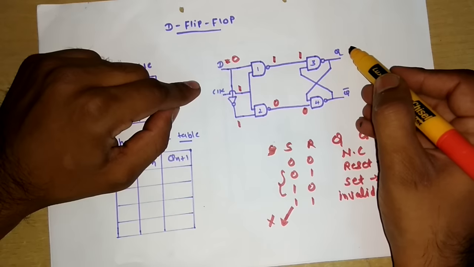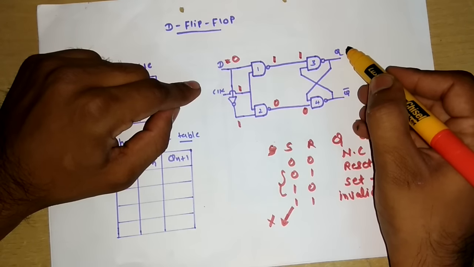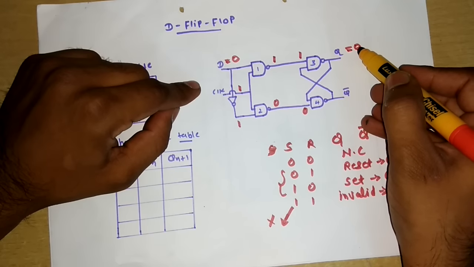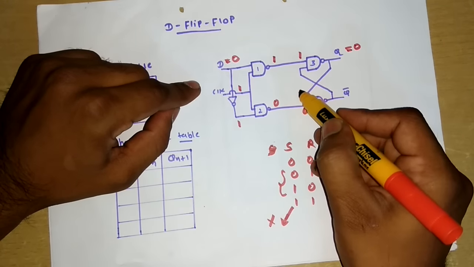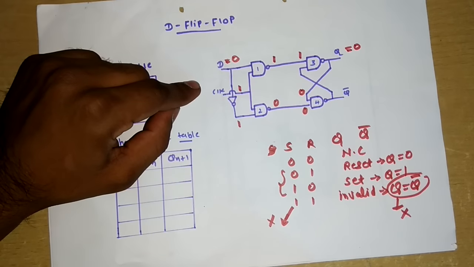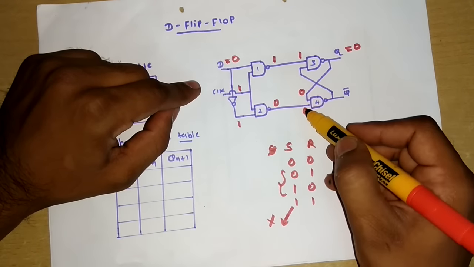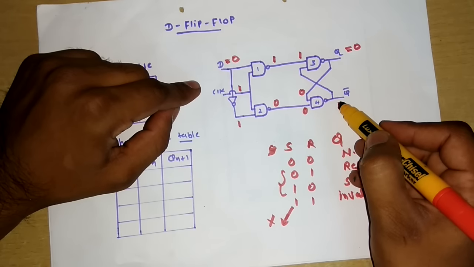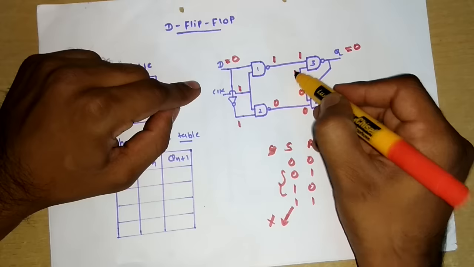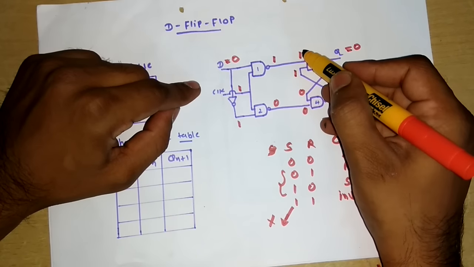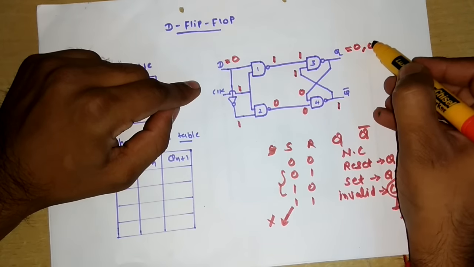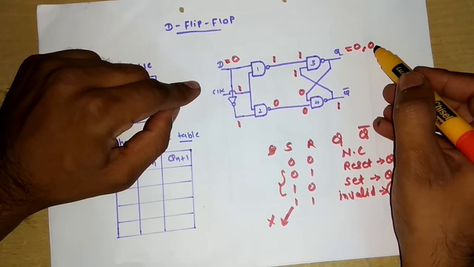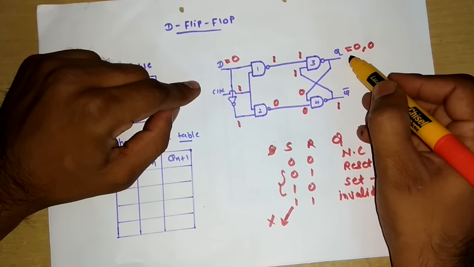Now assume that the present state of this flip-flop is 0. If the present state of this flip-flop is 0, this 0 is transmitted to this input of fourth NAND gate. Now 0 0, any input is 0, your output will be 1. So Q bar becomes 1, and this 1 has been transmitted to this end. For 1 1, your output is 0. For NAND gate, if you have both the inputs at high logic, your output will be 0, right? Now let us take the other case.